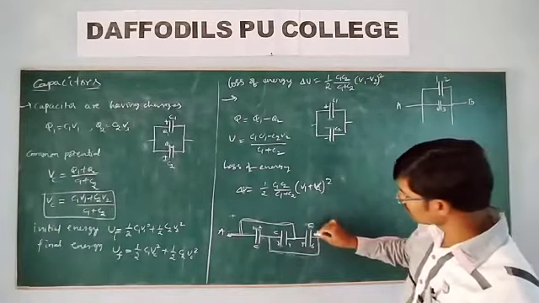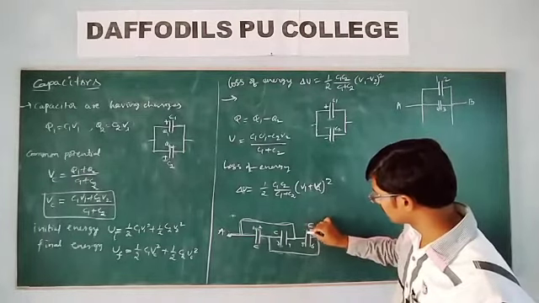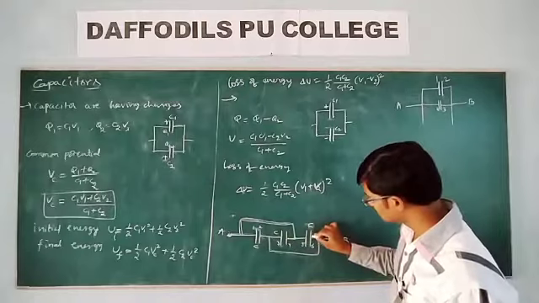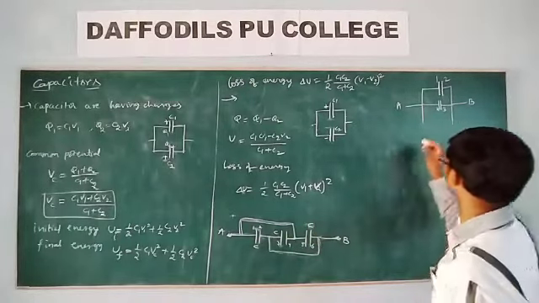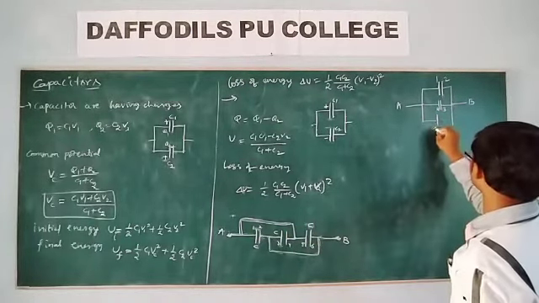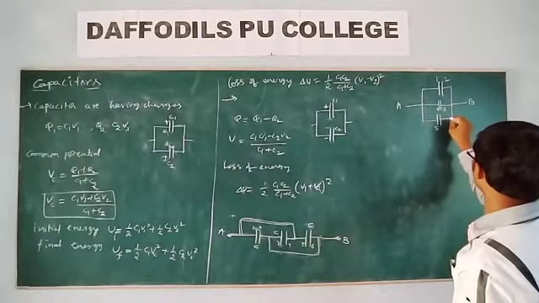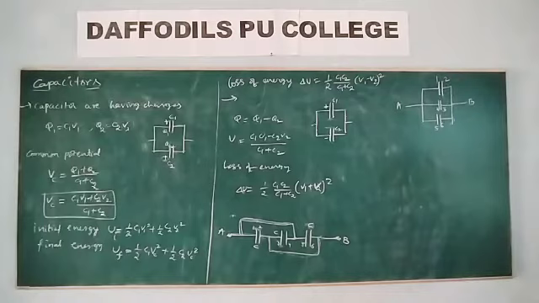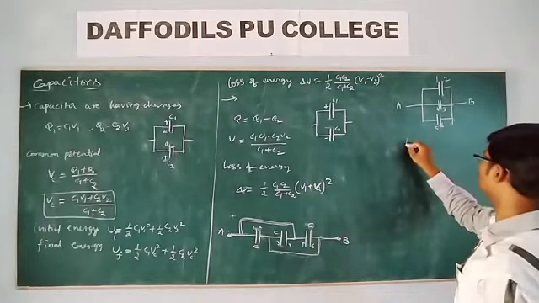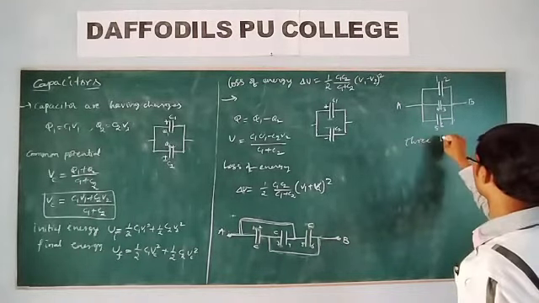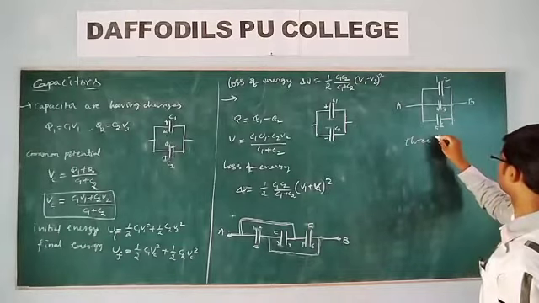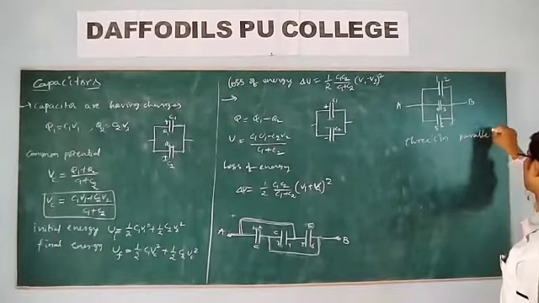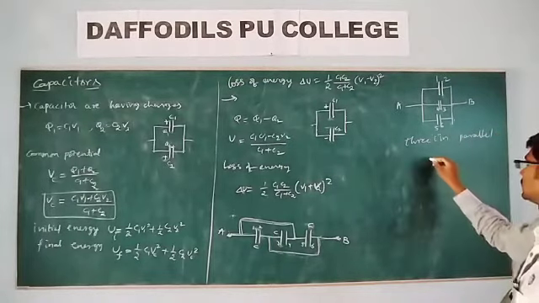Similarly, for the third capacitor, the fifth terminal is connected to A, whereas the sixth terminal is connected to B. So how are these three capacitors connected? In parallel. Three capacitors in parallel. Then what is the equivalent capacitance in a parallel combination? C1 plus C2 plus C3.